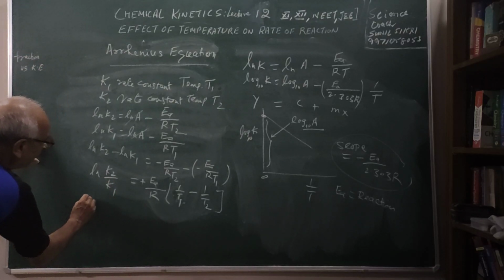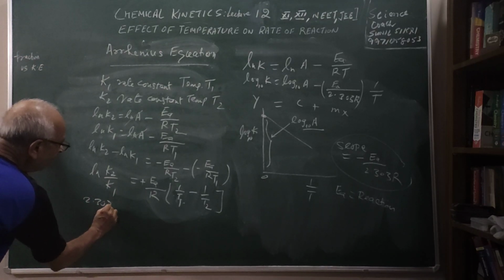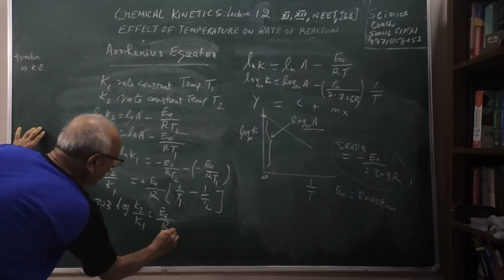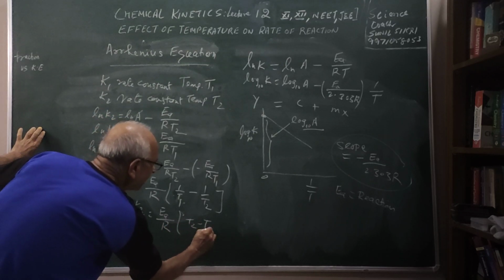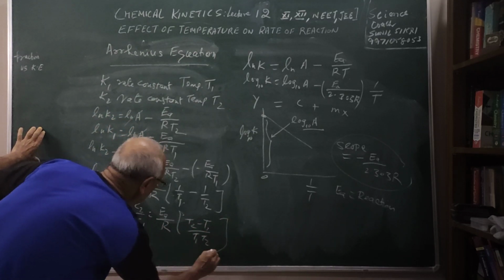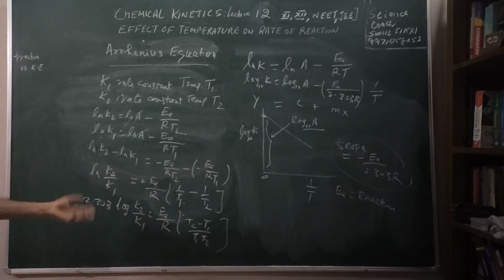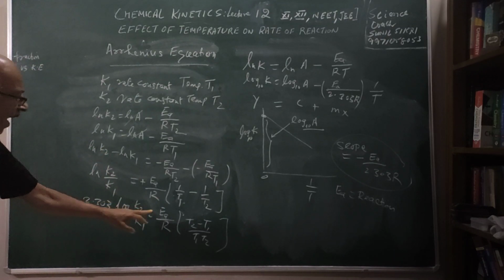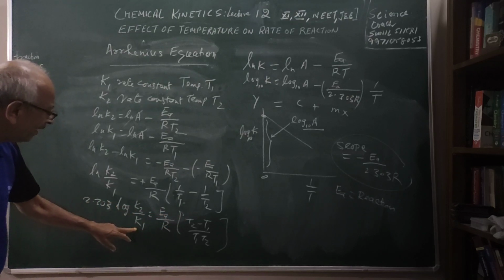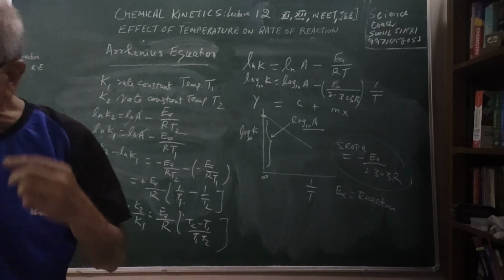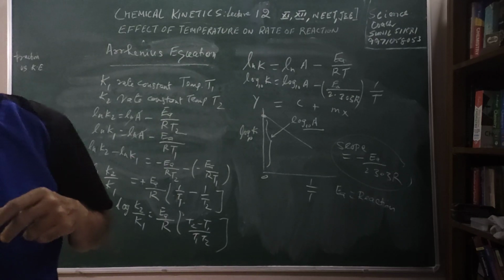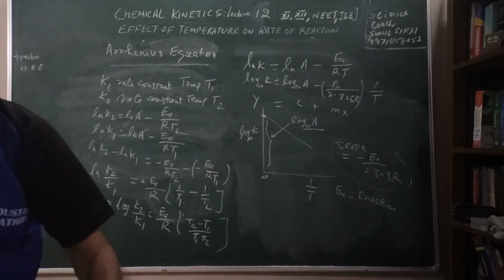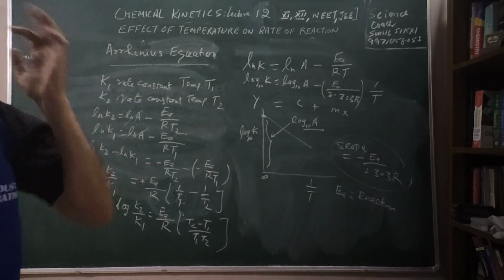So if I take 2.303, log of K2 by K1 will be equal to EA by R into T2 minus T1 divided by T1 into T2. So this becomes a formula which can be used to calculate the activation energy, or we can calculate the value of K2 if activation energy and temperatures are given and the value of the rate constant is given at a particular instant of time. Therefore, students, this formula is important and will be used for solving numericals, and I will be taking 1 or 2 numericals in this case.